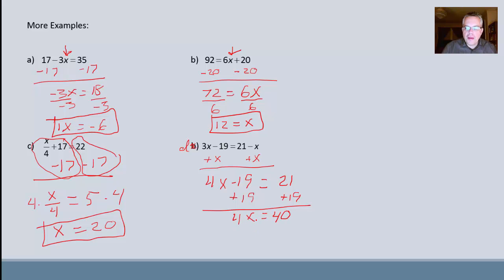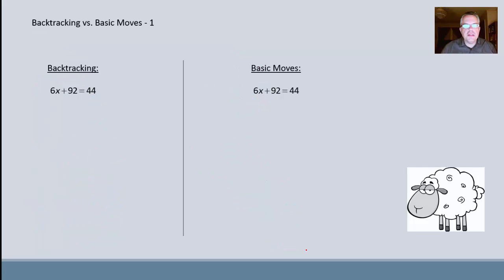I don't want 4 times x, I just want x. So I'm going to divide by 4 on both sides, and I get x equals 10. Done. Okay, let's keep going here. So I want to do 3 examples of comparing backtracking to basic moves. Hopefully you see that pretty much you're doing the same thing on both. It's just kind of a different way of thinking about it and writing it.